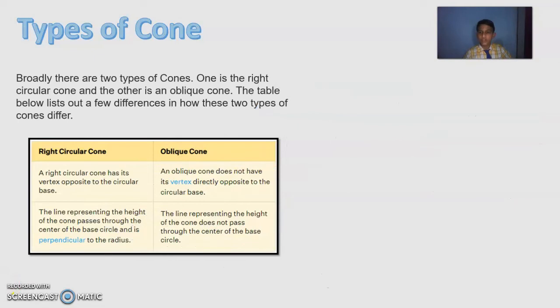Types of cone. Broadly, there are two types of cones. One is the right circular cone and the other is an oblique cone. The table below lists out a few differences in how these two types of cones differ. Right circular cone. A right circular cone has its vertex opposite to the circular base. The line representing the height of the cone passes through the center of the base circle and is perpendicular to the radius. Oblique cone. An oblique cone does not have its vertex directly opposite to the circular base. The line representing the height of the cone does not pass through the center of the base.